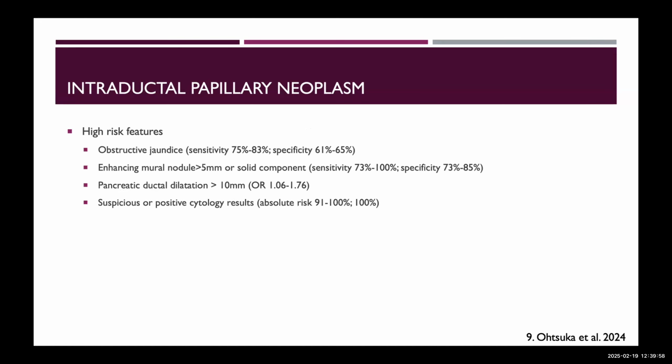Well, there's been a number of studies looking at high-risk features for adenocarcinoma or advanced neoplasia, including things like obstructive jaundice, an enhancing mural nodule or solid component, a significant pancreatic ductal dilatation greater than 10 millimeters, and suspicious or positive cytology results on EUS, FNA, FNB. So you can see the sensitivity and specificity of these things are moderate, but when you have multiple of these factors, it sort of cements that diagnosis that it's something more worrisome and needs to come out via surgical resection rather than a watch and wait approach.